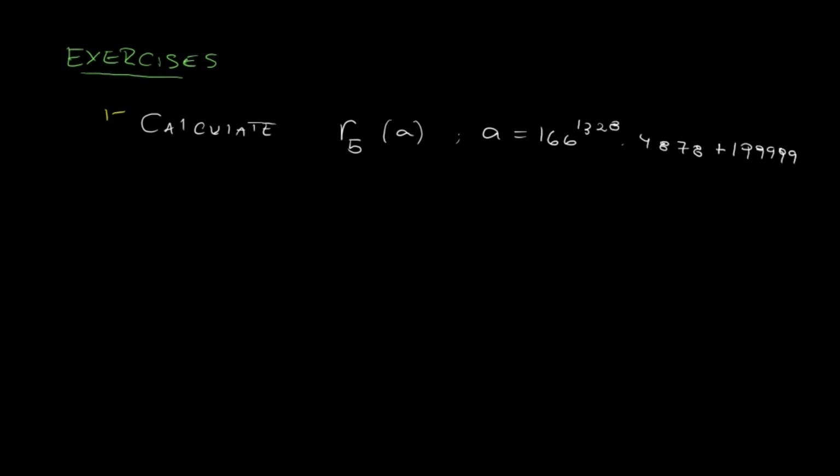Let's solve a few exercises. The first exercise is to calculate the remainder of the division by 5 of A, where A is a very complicated number. It is 166 to the power 1328 times 4878 plus this very long number. Each number in A is congruent to its remainder.